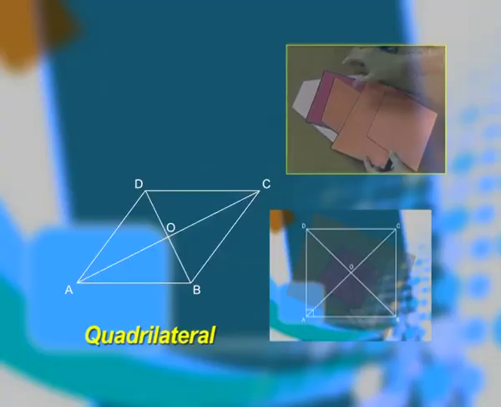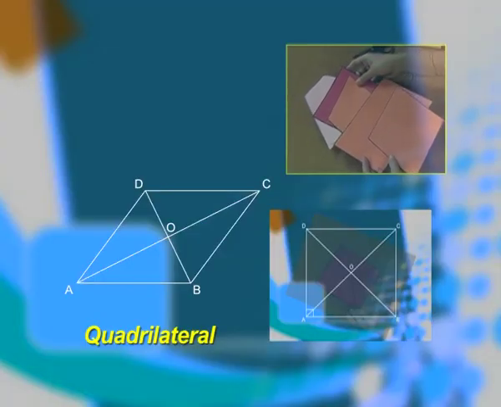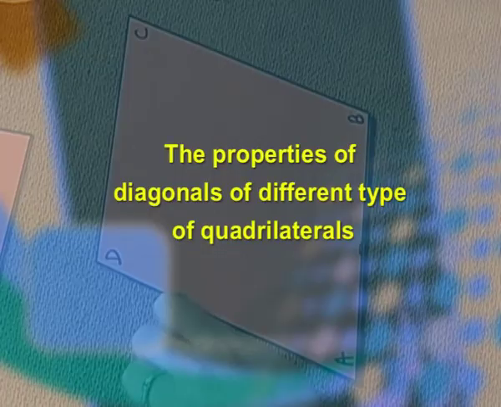Mathematics can be learned through hands-on activities. Dear students, you must have studied about various geometrical shapes in your classroom. Do you know what is a quadrilateral? A quadrilateral is a closed figure formed by 4 line segments. Dear students, today we are going to explore the properties of diagonals of different types of quadrilaterals through an activity.